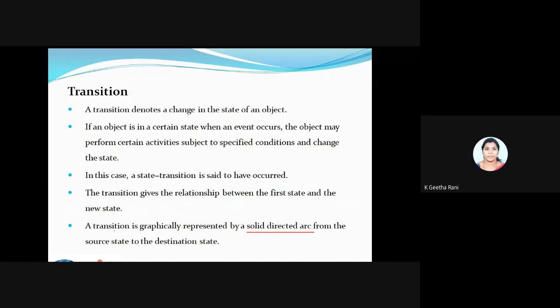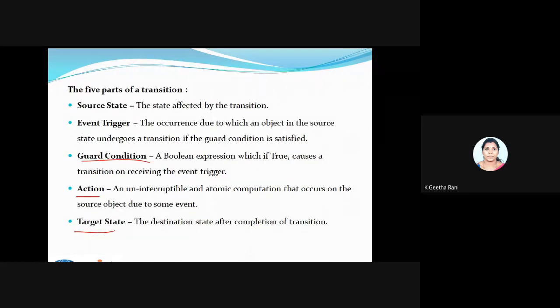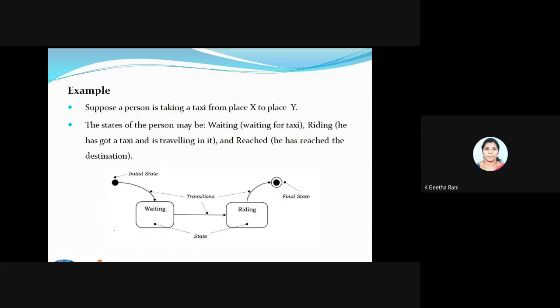We have some different parts under this transition. We also have to specify the source state, trigger, guard condition, action, and the target state. A simple example is shown here, so you can see an example.